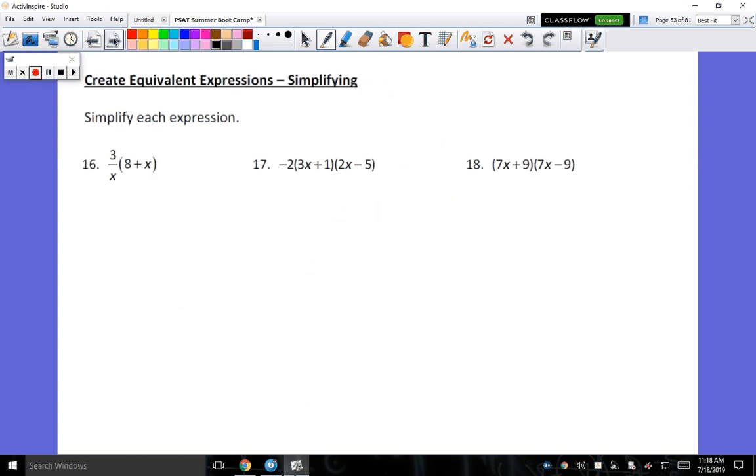Manipulations. Alright, I believe we're getting close. Yep, 2 more slides and we're done with this lesson.